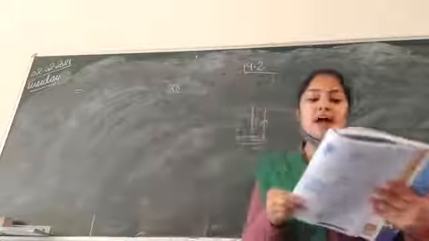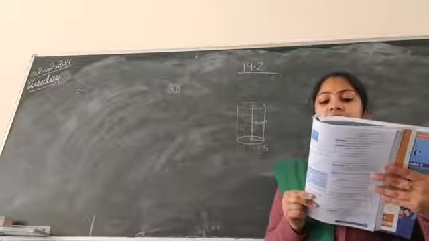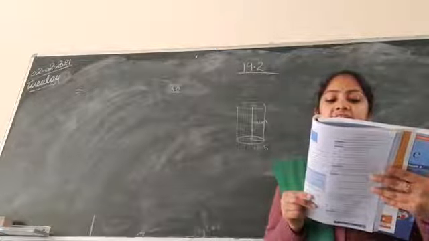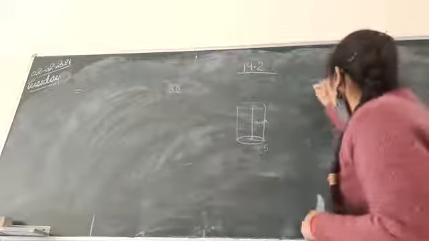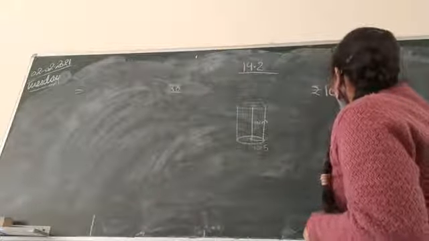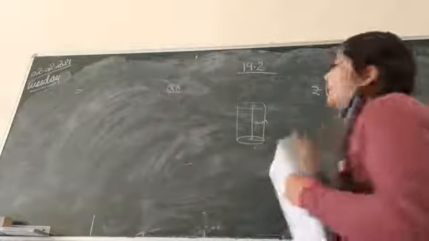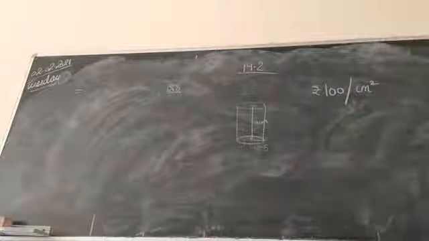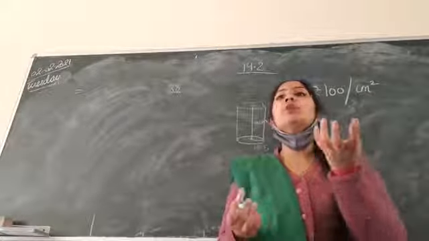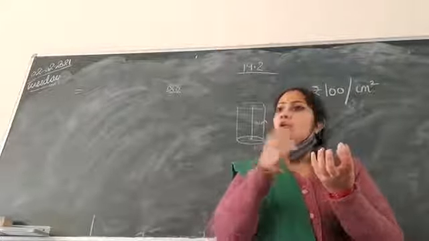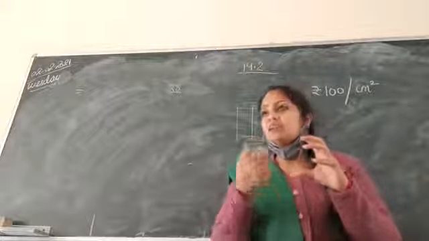Now they are saying that you have to find the cost of painting the inner part of the vessel at the rate of rupees 10 per 100 square centimeter. It means you have to paint this cylindrical vessel from inside, अंदर से. जैसे suppose you have a glass which is cylindrical in shape, obviously your top will be open and you have to paint the inner surface area.